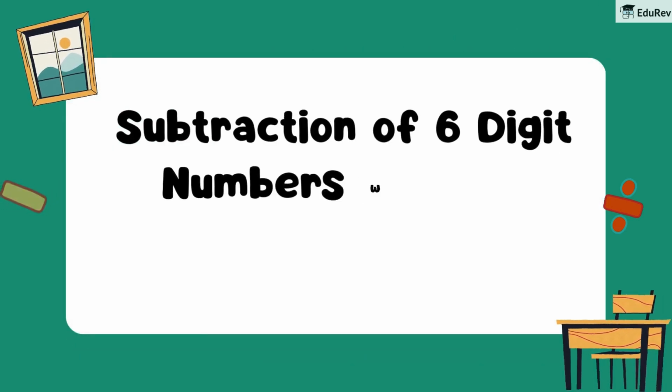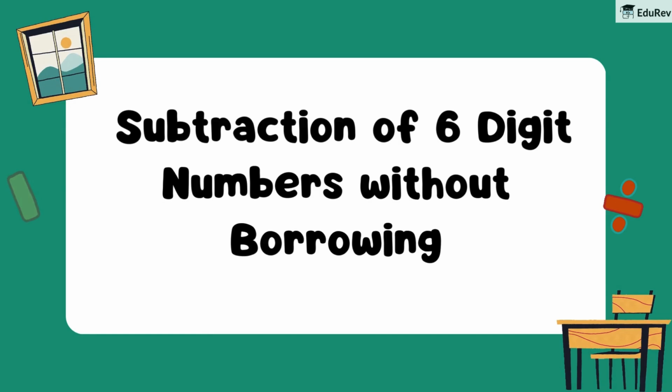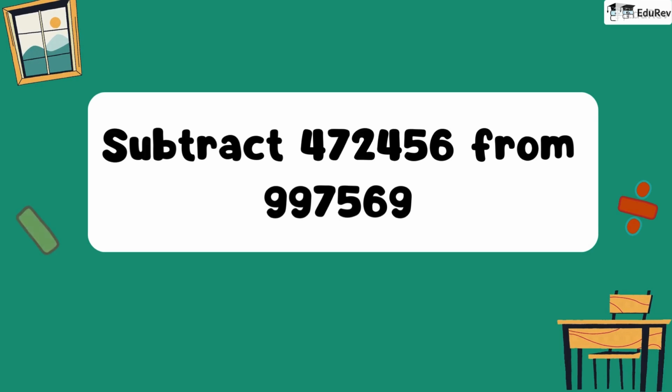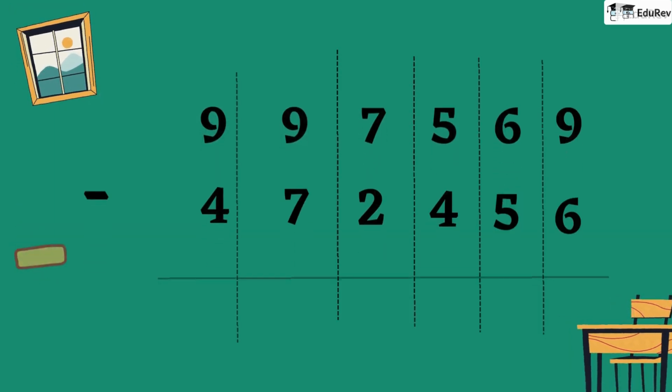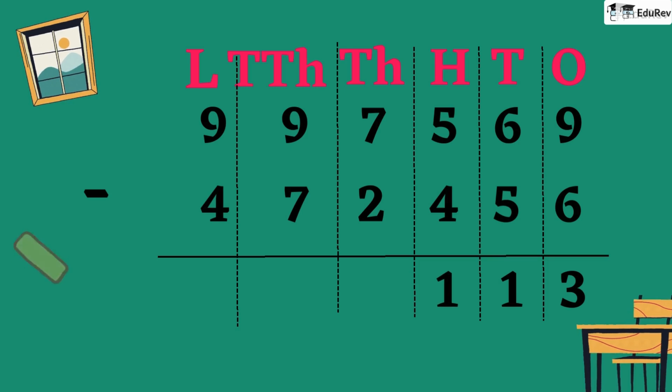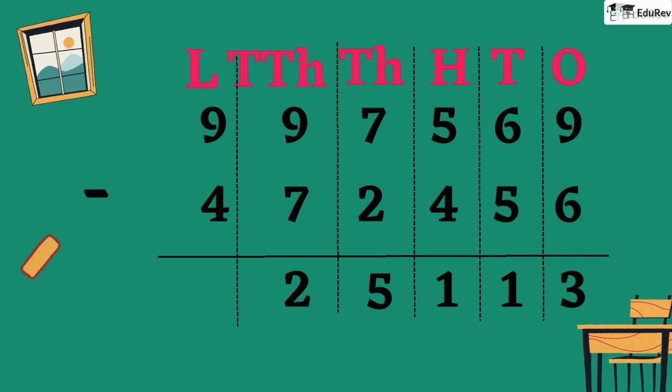Let us learn the subtraction of 6-digit numbers without borrowing now. Subtract 472456 from 997569. Arranging the numbers column-wise and subtracting starting from ones place, we get 9 minus 6 equals 3. 6 minus 5 equals 1. 5 minus 4 equals 1. 7 minus 2 equals 5. 9 minus 7 equals 2. 9 minus 4 equals 5. So, the answer is 525113.